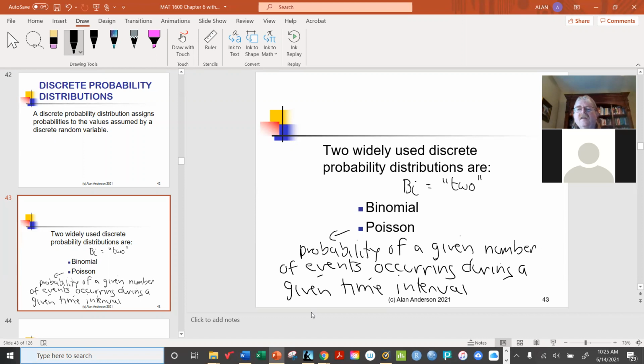All right. So in other words, if I wanted to know the probability that during the next hour, 5 people come in the bank to use the ATM machine, I could use the Poisson distribution to figure that out.